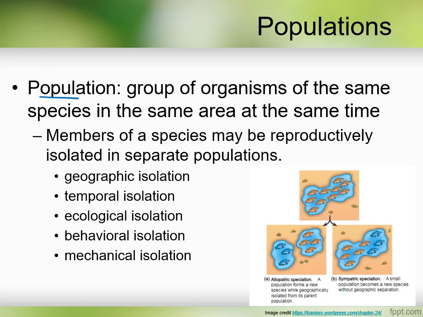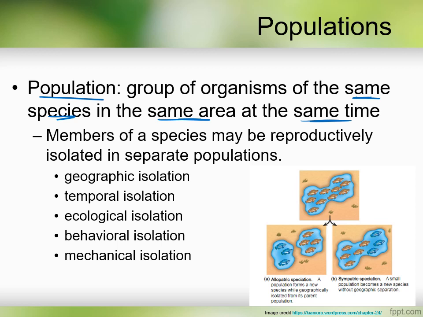Vocab word number 2, population. A population is a group of organisms in the same species, same area, same time. So same species, same area, same time. We could talk about the population of humans in Denton High School. We could talk about the population of magnolia trees outside Denton High School. This is going to be a population.